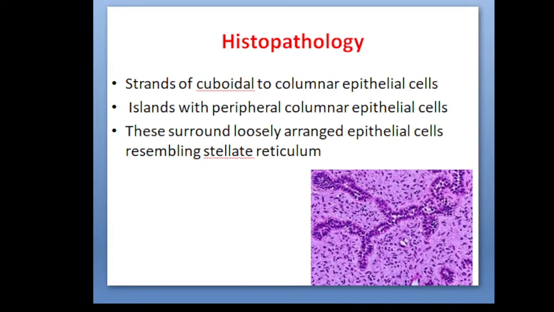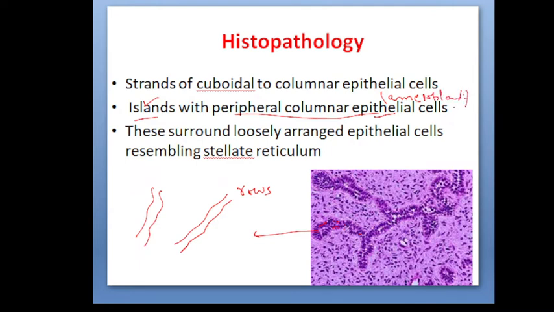Histopathologically, the strands of cells are seen. These strands are basically two rows of epithelium. These rows of epithelium are bordered by tall columnar cells. Sometimes also the islands are seen which consist of peripheral columnar epithelial cells. So the resemblance can be with that of ameloblastoma. These islands have got central loose stellate reticulum like cells.